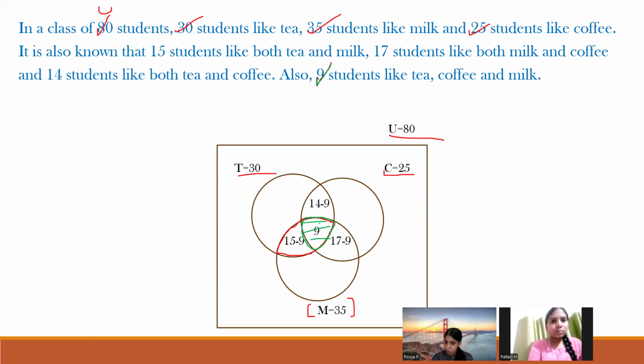So among those 15, 9 are already kept here. So what is the remaining, 15 minus 9? 9 are already here. Total here is 15. So how many is left out? What is the balance? 6. 15 minus 9. So understood how it is 15 minus 9? Yes, ma'am. Okay.